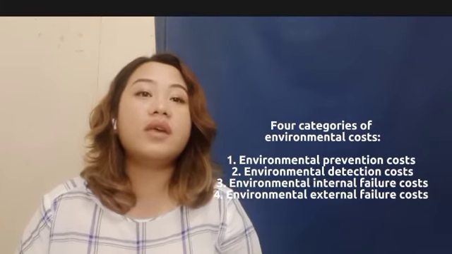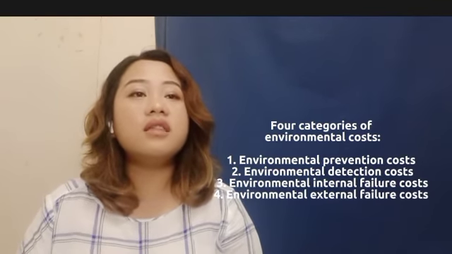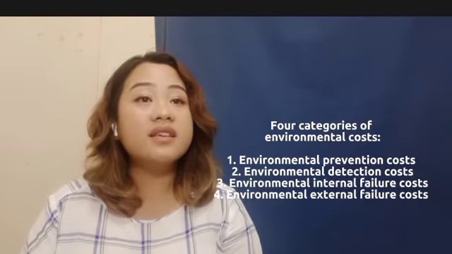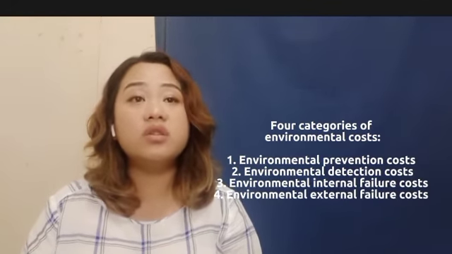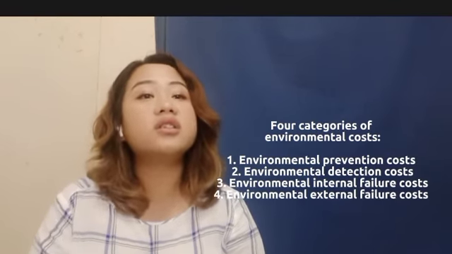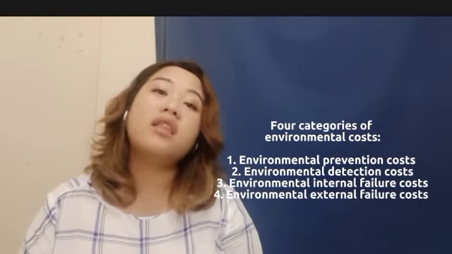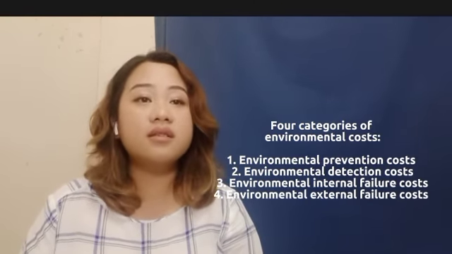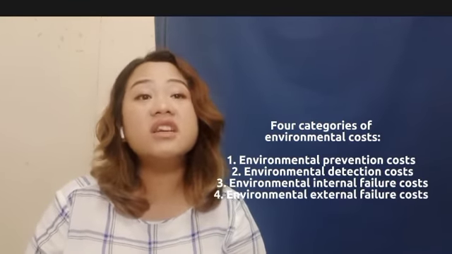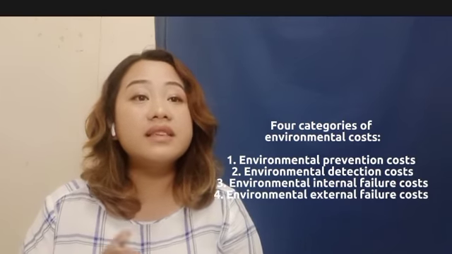The third one that we have is environmental internal failure cost. Particularly, these are the costs of activities performed because contaminants and waste have been produced but not discharged into the environment. Thus, internal failure costs are incurred to eliminate and manage contaminants or waste once produced. The fourth one is environmental external failure costs, which are the costs of activities performed after discharging contaminants and waste into the environment.